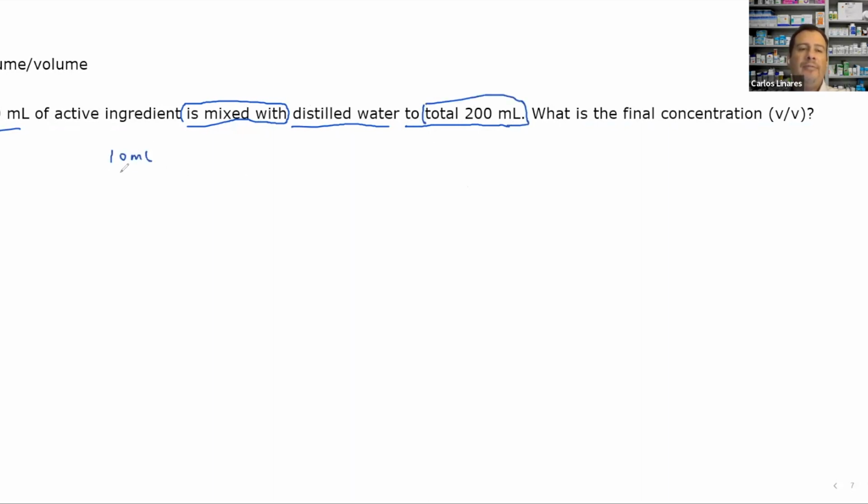So 10 mLs over 200 times 100 gives me 1,000 over 200. So that gives me 5%.